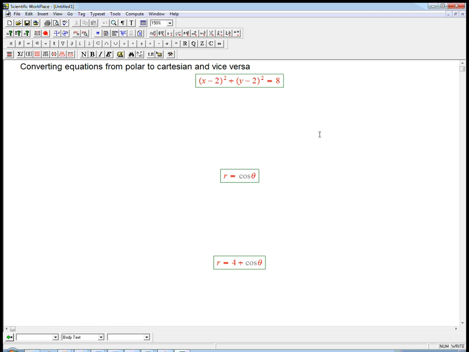Here's a few examples of converting equations from polar to Cartesian and back the other way. We did just a little bit of this in class, and let's do some more. Here's an equation in Cartesian coordinates, and it's not a random equation at all.